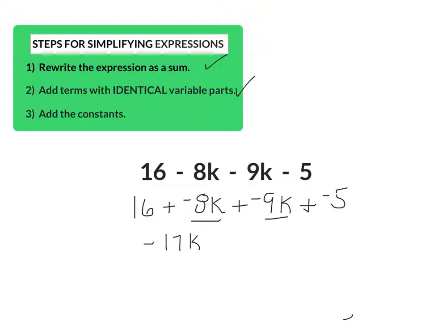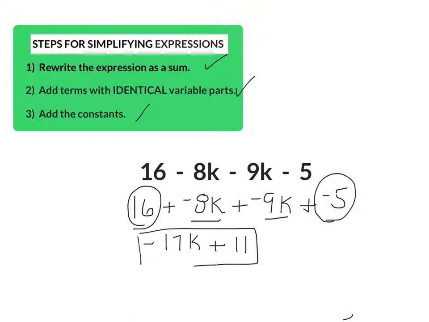Step 3 is to add the constants. In this example, the constants are 16 and negative 5. 16 plus negative 5 is 11. My simplified expression then is negative 17k plus 11.